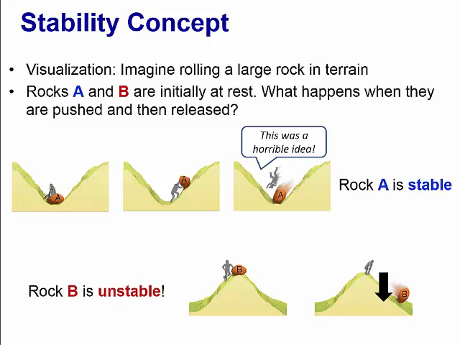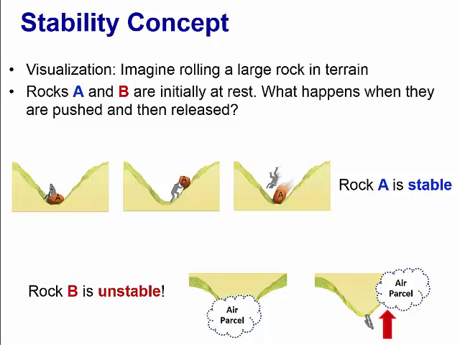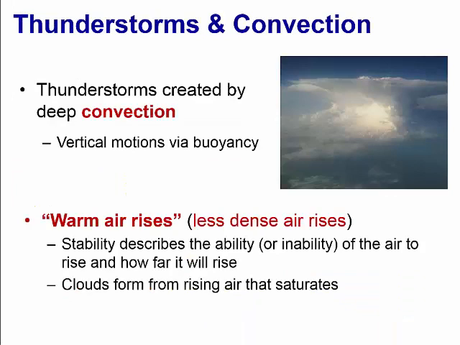This is actually analogous to atmospheric stability, except we need to picture our hill configuration upside down, and instead of a boulder, we need to think about a mass of air, which we will refer to as an air parcel. Now this air parcel is going to be considered unstable when its initial push upward and then letting go results in the air accelerating upward on its own. This is ultimately how thunderstorms are created: deep convection produced by unstable air that's rising, producing an updraft.